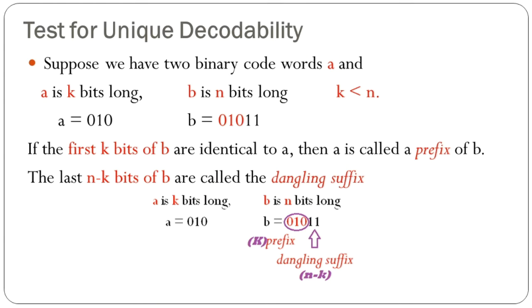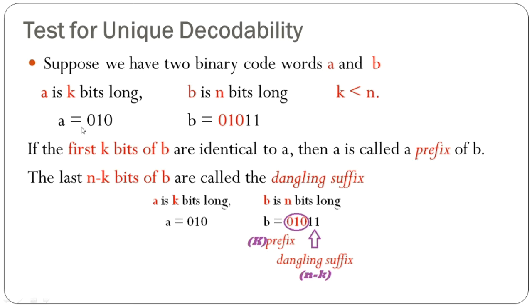Based on the previous concepts, we need to define the test for unique decodability of code. Suppose we have two binary code words A and B. A is k bits long, where k is equal to 3. B is n bits long, where n is the number of bits, that is n is equal to 5. The condition is that k is less than n. So k is 3 and n is 5.